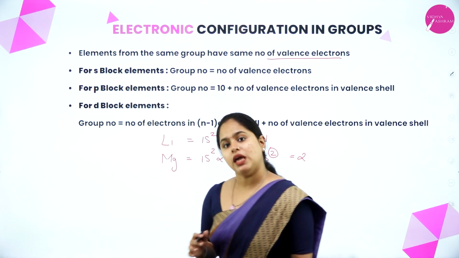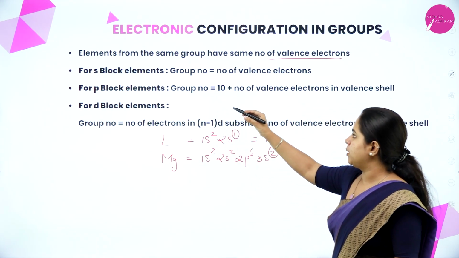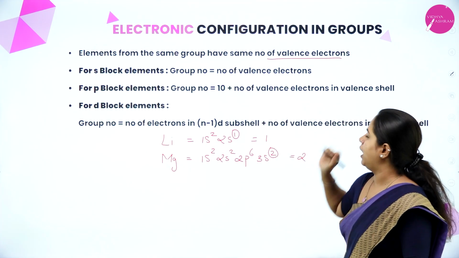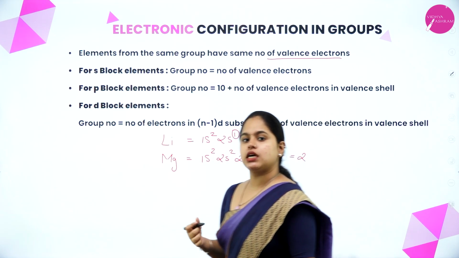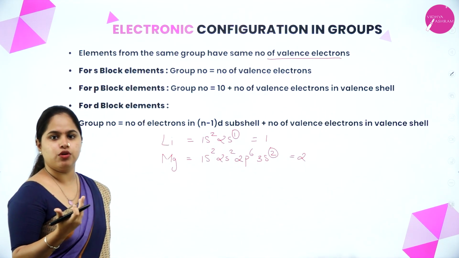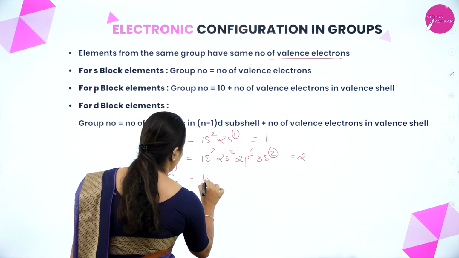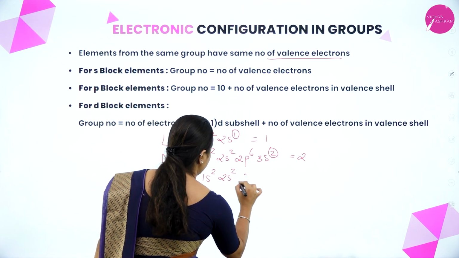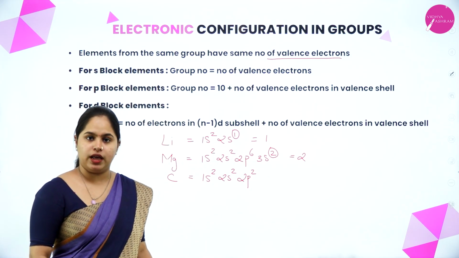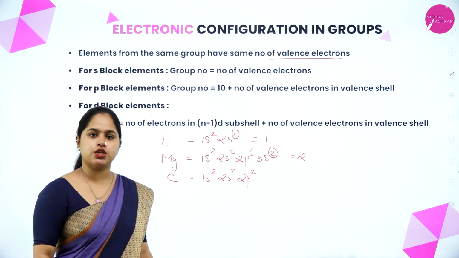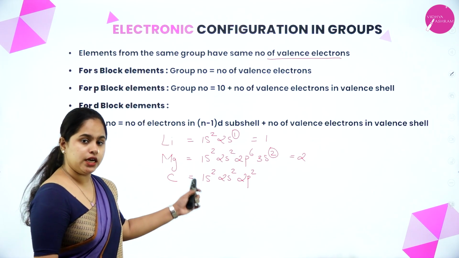Now coming to P block elements, how will we determine the group number? For P block elements, the group number will be equal to 10 plus the number of valence electrons in the valence shell. Let us consider carbon, which is a P block element. Carbon is 1s2, 2s2 and 2p2. It is 10 plus the number of valence electrons. If I ask you the number of valence electrons, you might say 2, so here you have to be careful.